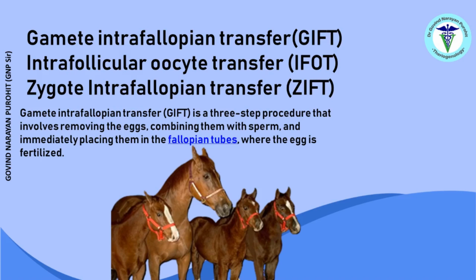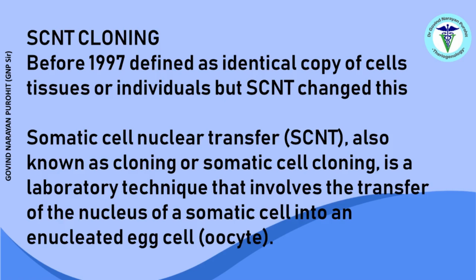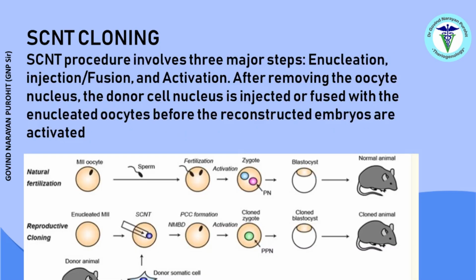Gamete intrafallopian transfer, GIFT, and other similar techniques involve placing fertilized eggs directly into the fallopian tubes. Somatic cell nuclear transfer, SCNT, involves cloning by transferring a somatic cell nucleus into an enucleated egg cell. The SCNT process includes enucleation, injection or fusion, and activation, leading to the development of reconstructed embryos.